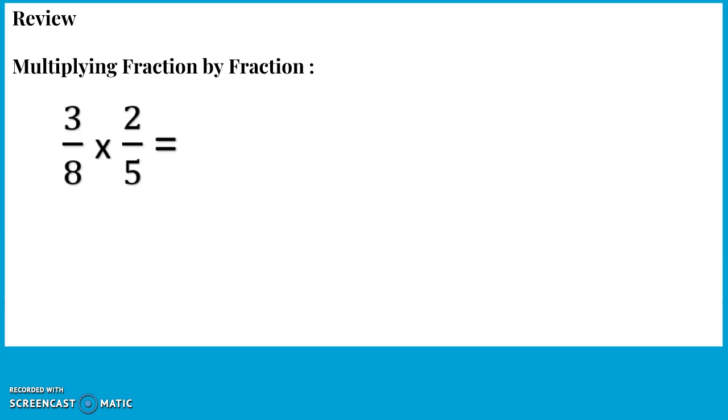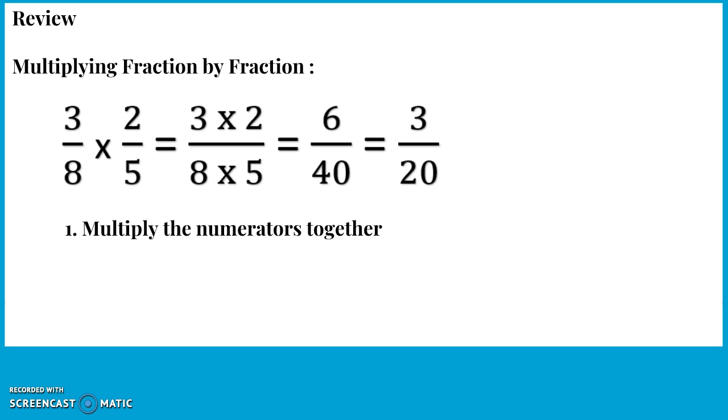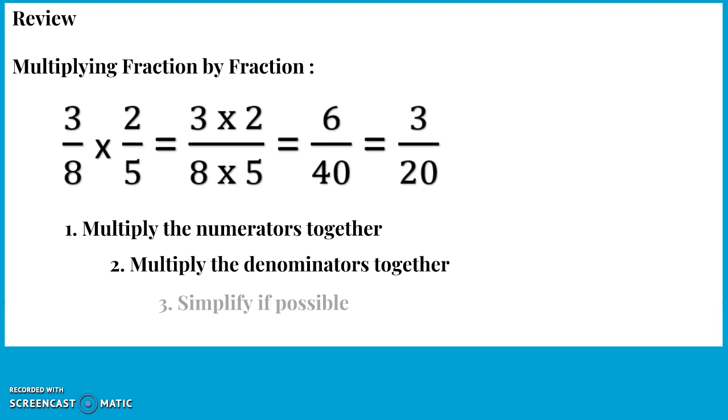Also, as a review, we're going to take a look at how to multiply a fraction by another fraction, in this case 3/8 times 2/5. And if you remember, we multiply straight across. So 3 times 2 is 6, and 8 times 5 is 40. And then if we can, we're going to simplify. 6 over 40, we can divide both of those numbers by 2, and we would get 3/20. So again, the rules would be to multiply the numerators together, multiply the denominators together, and then simplify if possible.